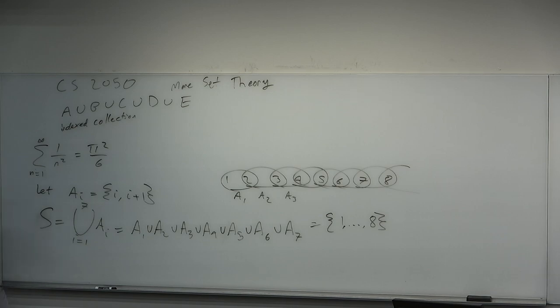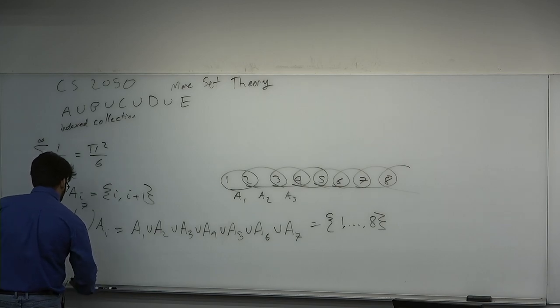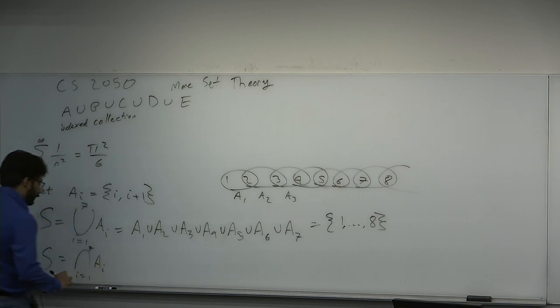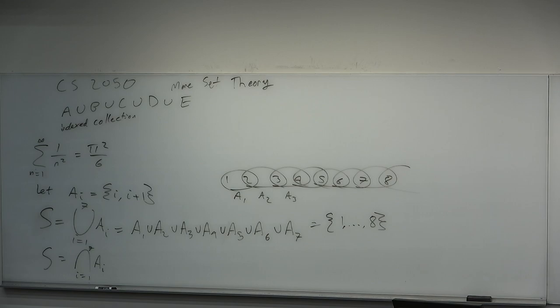Similarly, consider the set S is equal to the intersection of i equals 1 to 7 of A_i. Now, intersection, the big upside down U, basically means you take the intersection of those sets. What is the intersection of the A_i? Two to seven. 2 to 7? Wrong. The null set? Yeah.